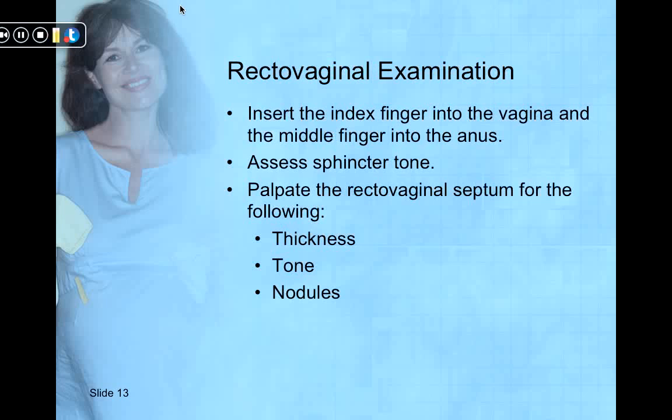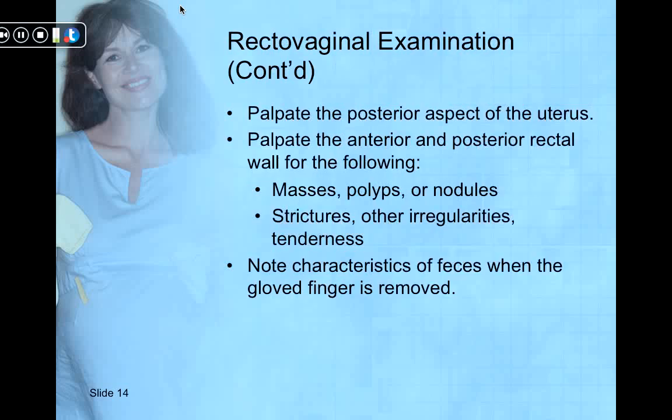It is occasionally appropriate to do a rectovaginal examination, where the index finger is inserted into the vagina and a middle finger into the anus. This assesses for the sphincter tone, and it allows you to palpate the rectovaginal septum for thickness, tone, and nodules.